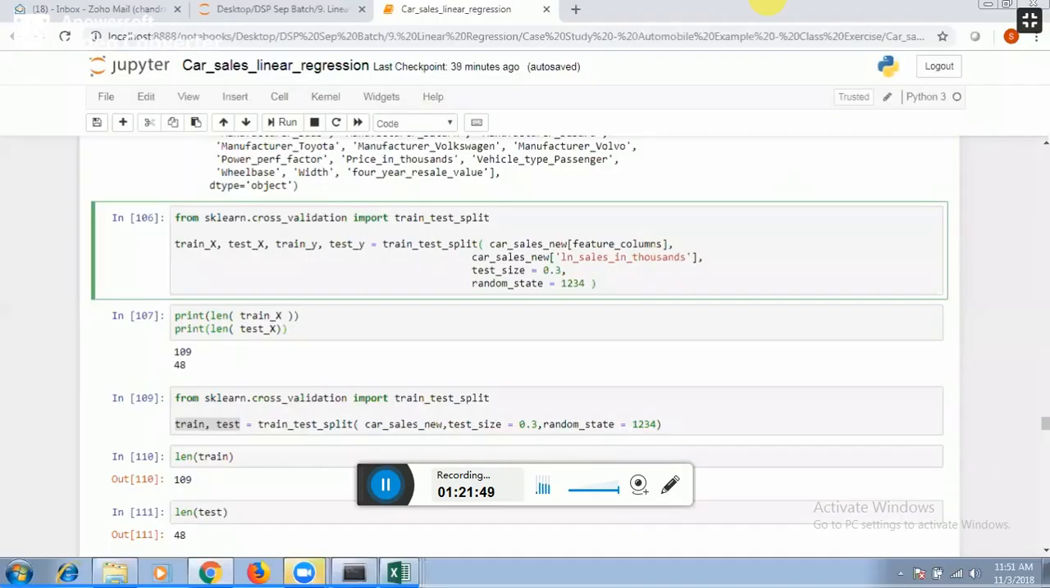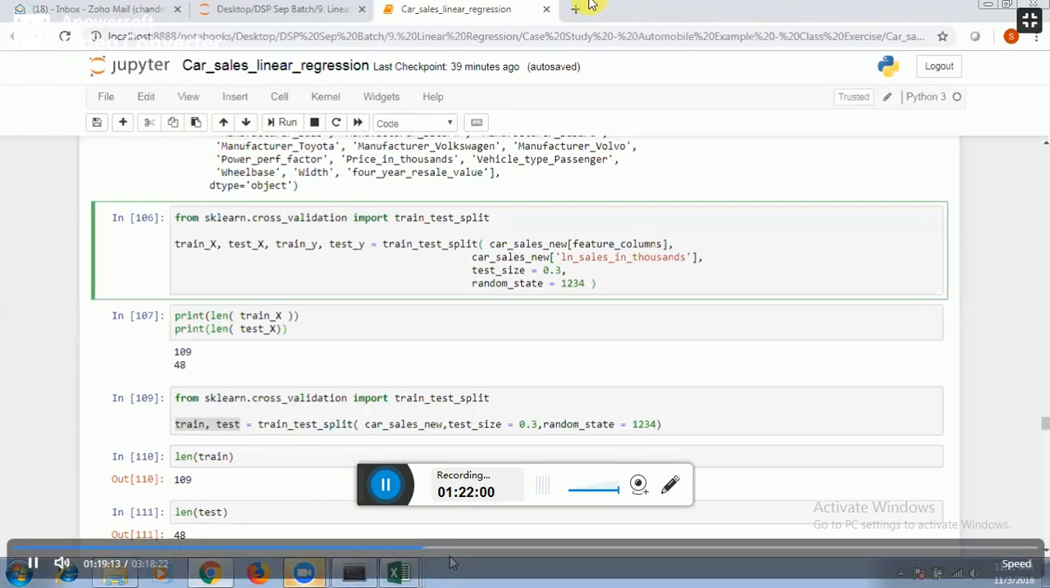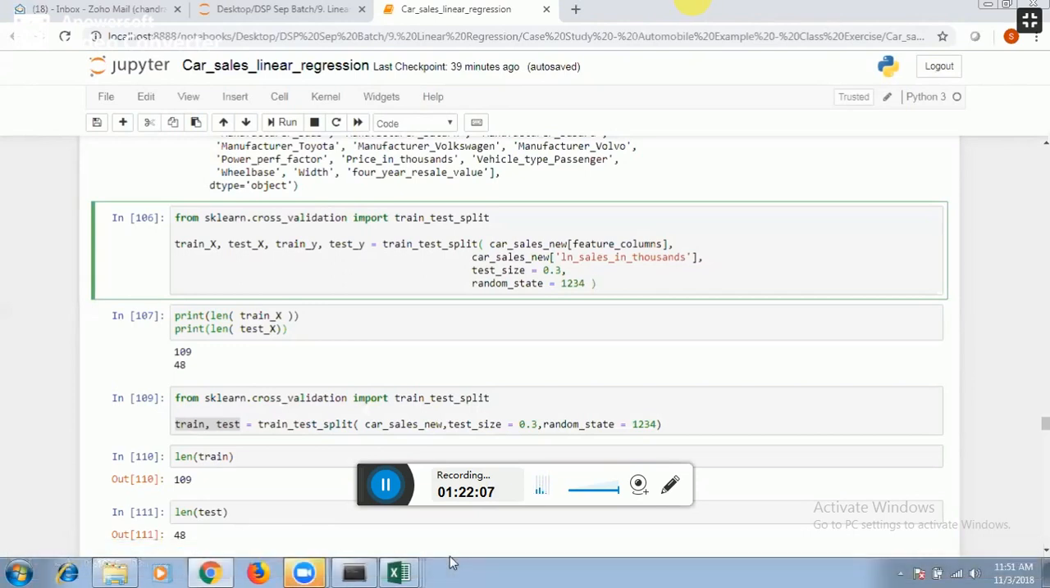So for building a model, as I said, there are two packages or modules that can be helpful. One is statsmodels, one is scikit-learn. Both will give you the same results. The only thing is that the look and feel of the statsmodels output is a little better. That is one reason we prefer to use statsmodels for linear regression. Otherwise, there is no difference in terms of the results.